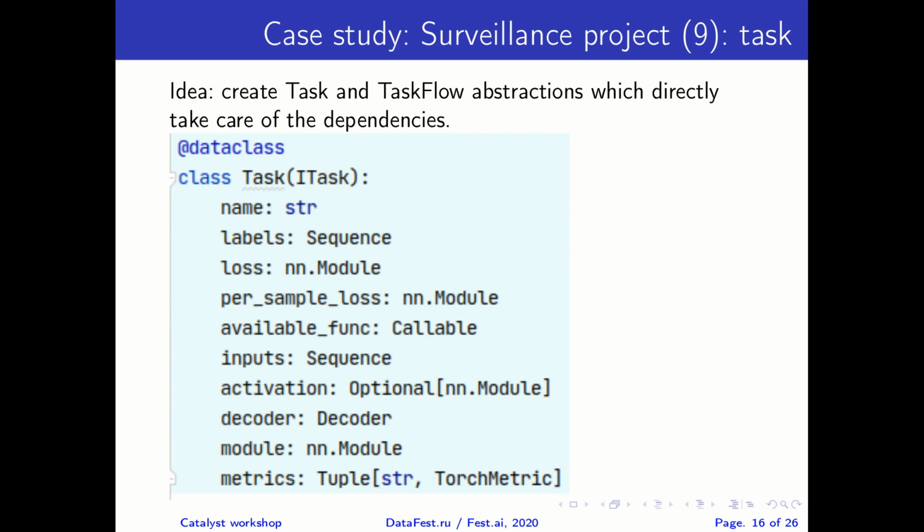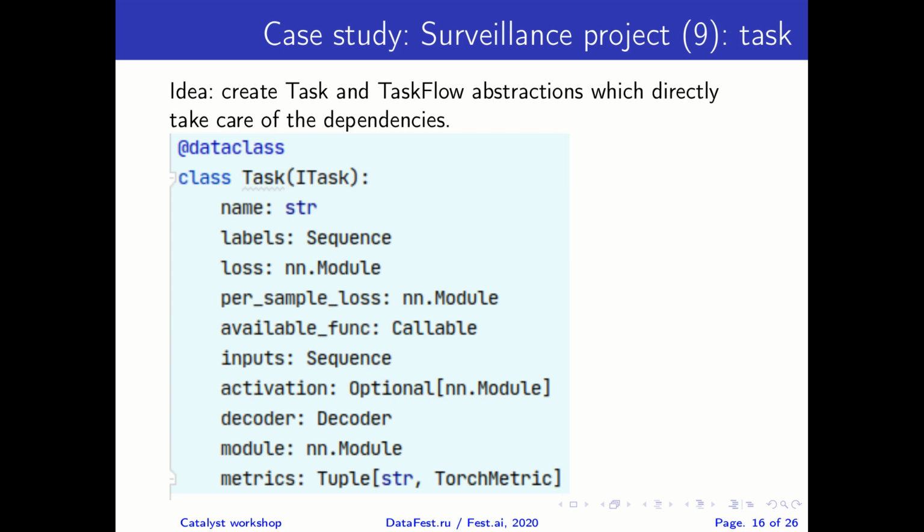So for example, you have the name of the task, the labels of the task, the loss function, the per sample loss, which is the loss function that we're going to use in order to get a per sample loss value, so that we can interpret which are the best and which are the worst samples. The available function filters missing values. So for example, if we don't have a label for this specific sample, we want to obviously skip the gradient update. We have the inputs for the task, then we have the activation.